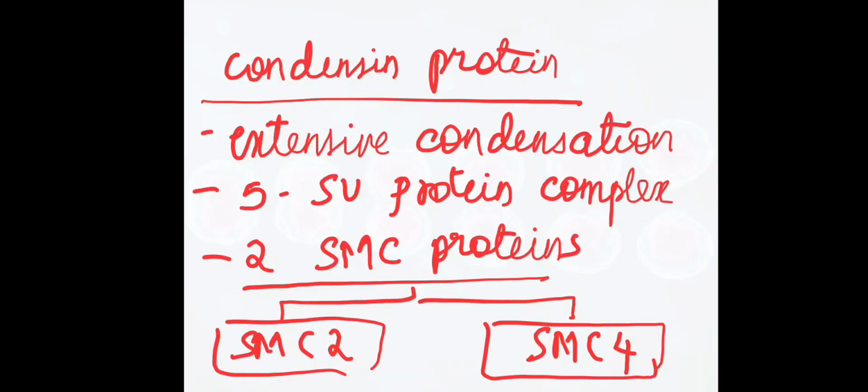So what did we learn now? Condensin protein is helpful in extensive condensation of mitotic chromosomes, and it is phosphorylated by M-CDK. Phosphorylation happens by M-CDK in M phase. There is a 5 subunit protein complex in condensin proteins. Among them, 2 SMC proteins are majorly important, that is SMC2 and SMC4. These play a fundamental role in the structural and functional organization of chromosomes, and they are the key drivers of mitotic chromosome condensation.